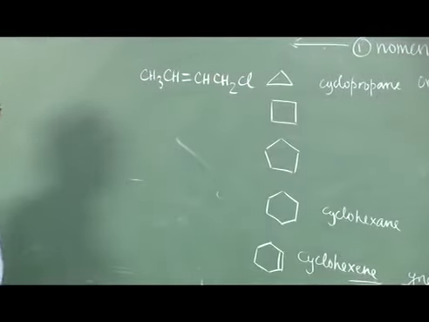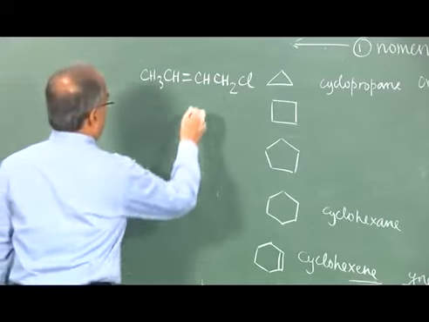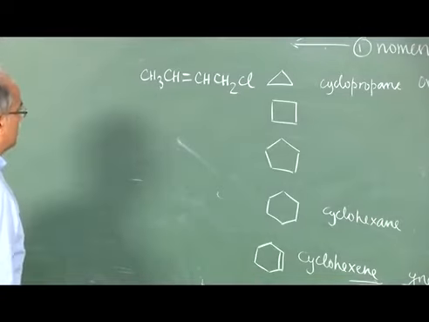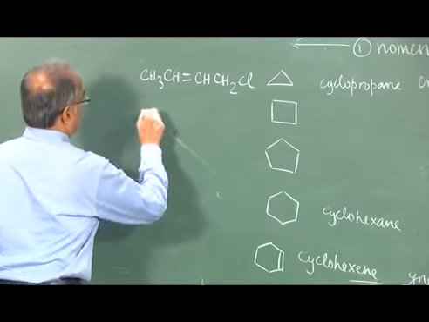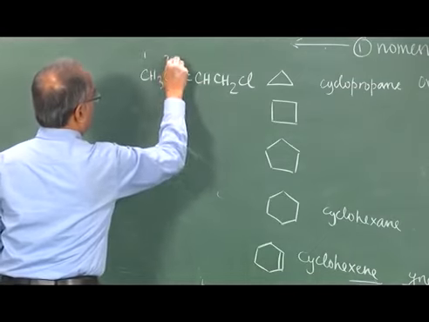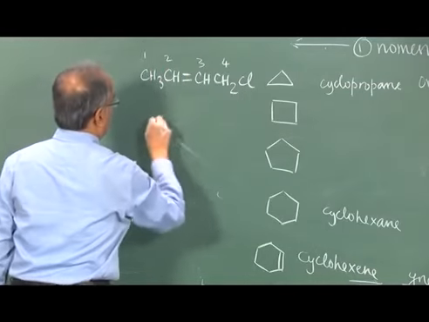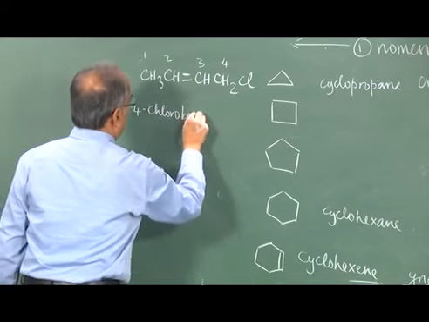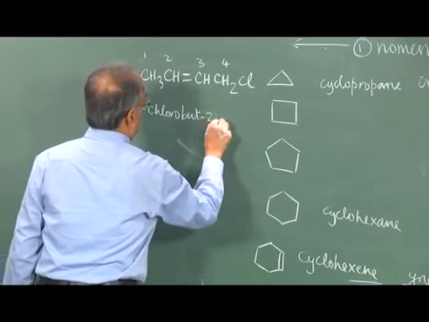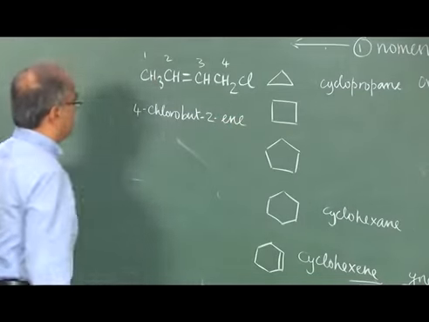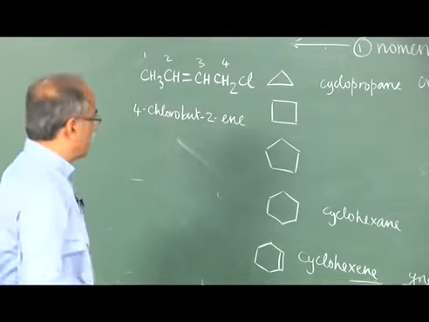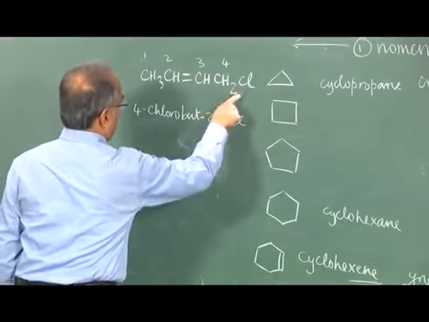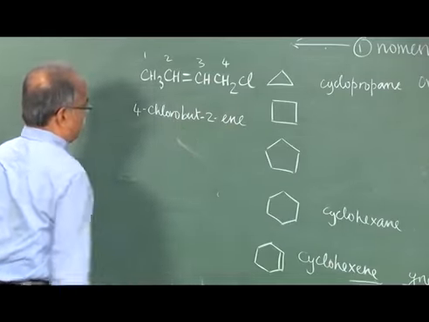If we have to name this particular compound, chlorine is always given as a prefix. So, this would be chloro. Which chloro derivative? This is 1, 2, 3, 4. This would be 4 chloro butene. So, that would be the correct name for this particular compound. The ene comes to a higher preference compared to the chloro, so it is named as a chlorobutene.